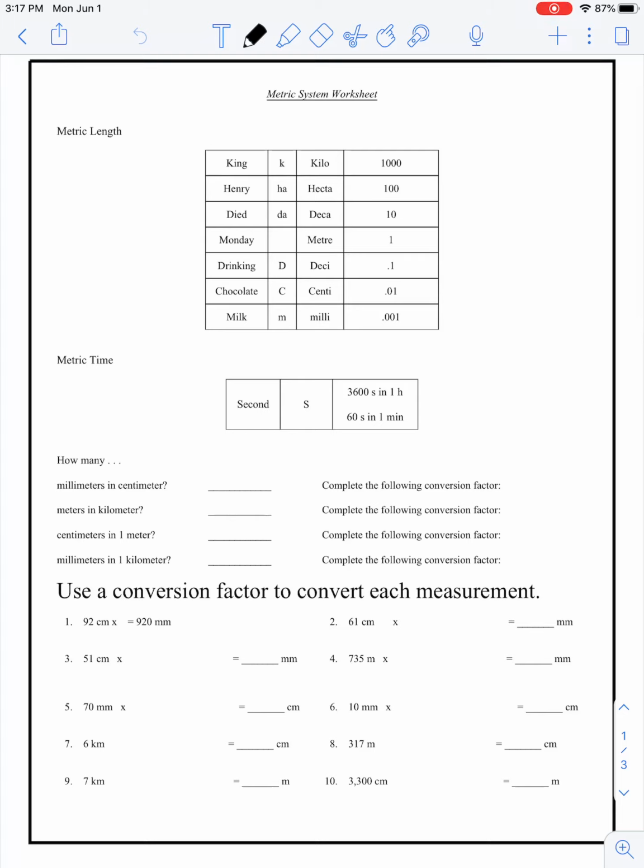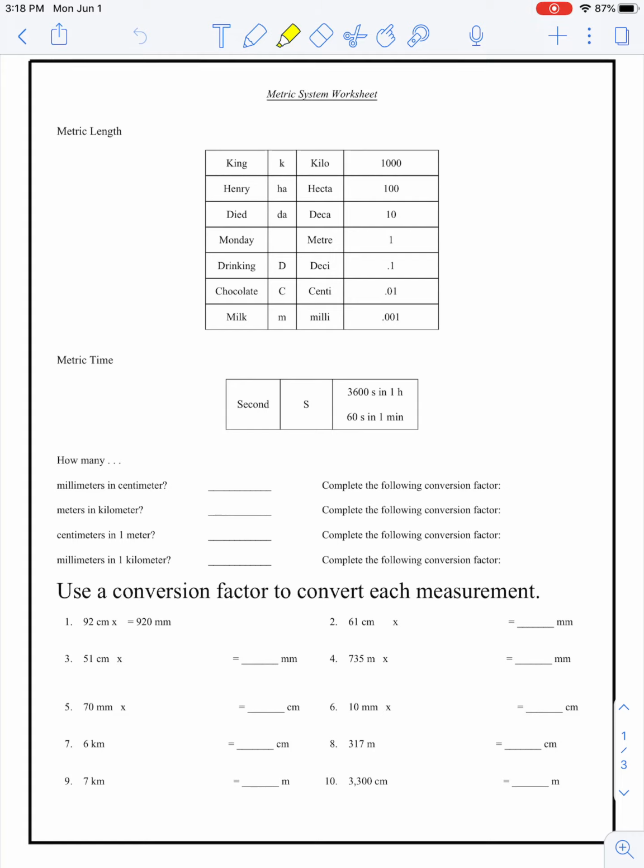Okay, so we're just going to review the metric system and converting units. Again, this is all review, but really important in physics. Converting units just happens all the time. So, a quick little review.